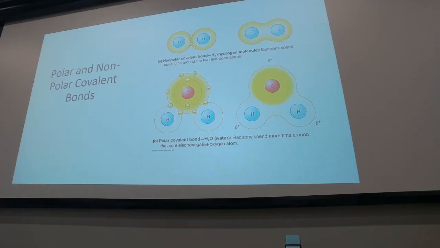Now, because this one has more protons, it has 8 protons versus 1, the electrons will be more attracted to the positively charged oxygen nucleus than spending more time with the hydrogen, which is less positively charged, I should say. So that creates polarity. That's why it's called polar. So you will create a charge. The oxygen is going to be negatively charged, while the hydrogen is going to be positively charged.